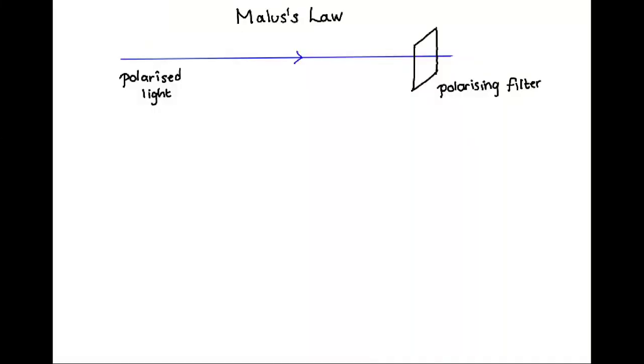Malus's law describes the transmission of already polarized light through a polarizing filter. It doesn't matter whether that light was polarized at source or whether it was originally unpolarized and has already passed through another filter. What matters is how much of it is transmitted through this one. Let's suppose that the intensity of light arriving at this filter is I0 and the intensity which is transmitted through it is I. Now, I will depend on the relative directions of the transmission axis of the polarizing filter and the plane of polarization of the light.